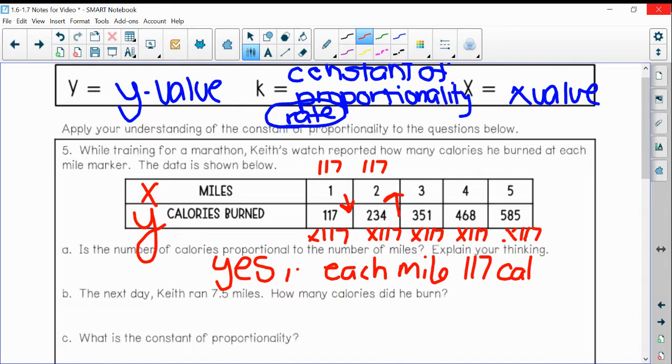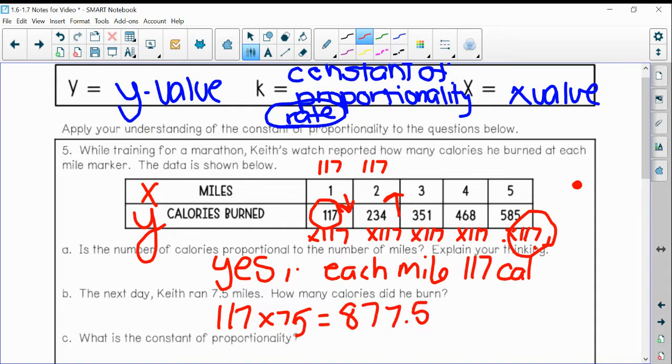So the next day, he ran 7.5 miles. How many calories did he burn? Well, we already saw that if we take our miles and multiply it by that constant, our rate, however many is 1, or that constant of proportionality, same thing. We multiply by 7.5, we're going to get the calories. So 117 times 7.5 is going to give me how many calories? 877.5 calories.